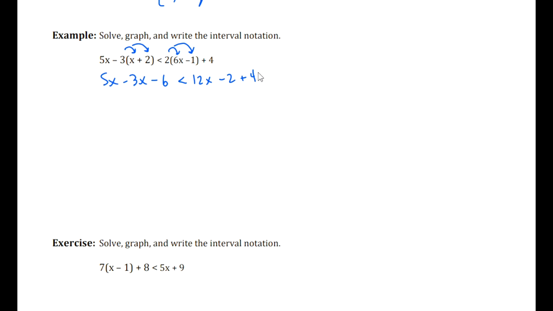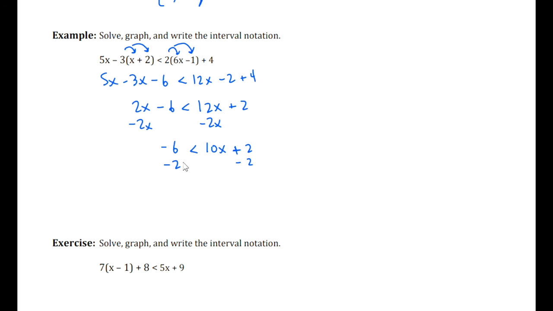After we break up those parentheses by distributing, we often will be able to combine like terms, so the 5x minus 3x. On the right, we have a negative 2 and a 4. So that'll give us positive 2. Then we'll bring the variables to one side. Variables are all on one side, so then we'll move the numbers to the other. So move that 2 over.